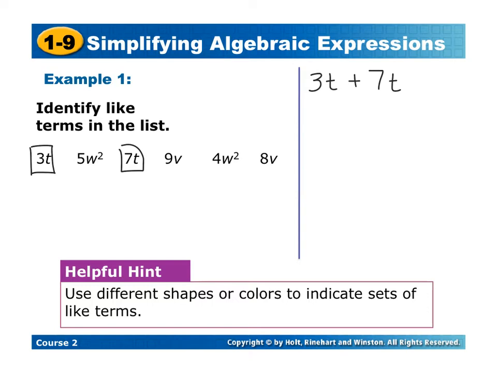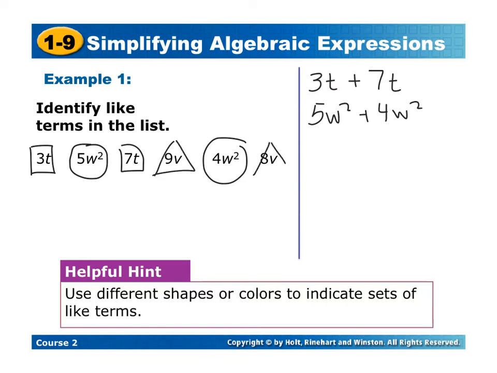Our next set of like terms, I'm just going to move to the one that's to the left, is going to be 5w to the second. So now I'm going to look, what other terms have a w to the second? Well, there's a 4w to the second, so that would be our second set of like terms. And then lastly, I have 9v, which would be a like term to 8v. I wrote these on separate lines, but technically it would be one expression, but since there's no operations in between, I just wanted to show we have 3 sets of like terms in that expression.